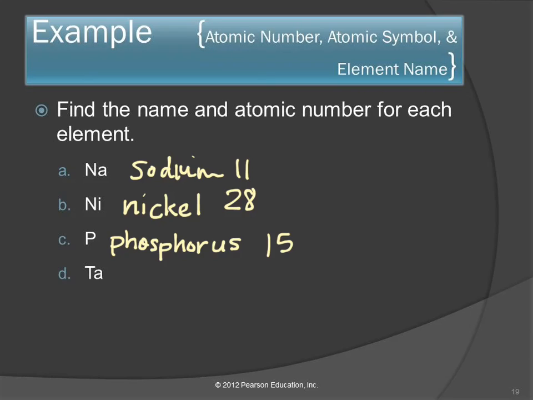It's tantalum. That's one of those odd ones. Tantalum. And that one we sometimes have to look around on the periodic table for a while. 73. It's right down here. 73 protons, 73 electrons.